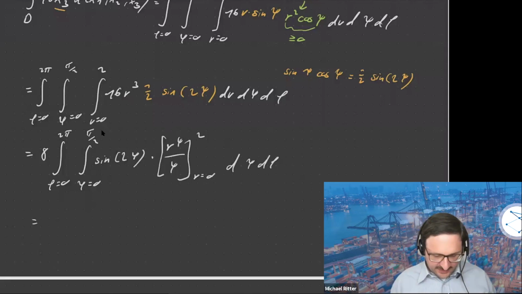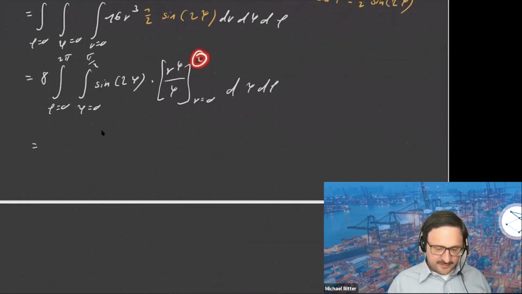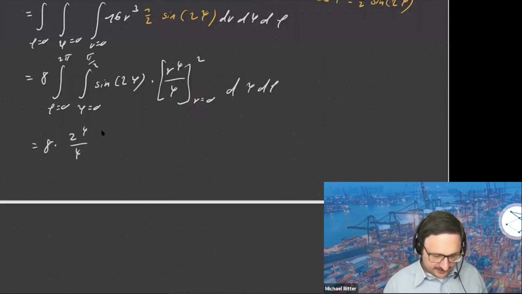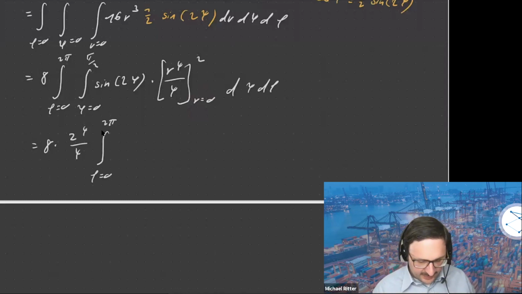Okay, now r to the power of 4, the upper bound is 2. So we have 2 to the power of 4 over 4. And the lower bound will just be 0. So what we get is, let's copy this 8 here, and then we have 2 to the power of 4 over 4. Let's leave this phi integral here and do the psi integral next.